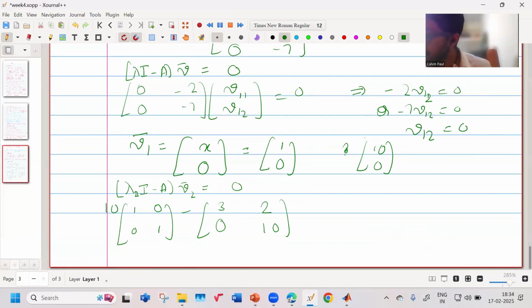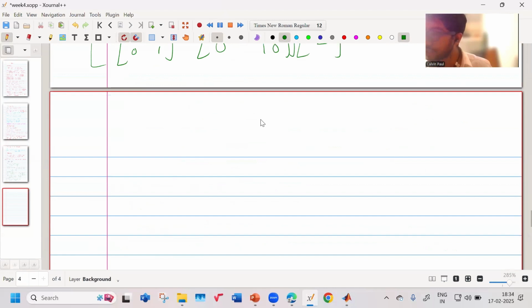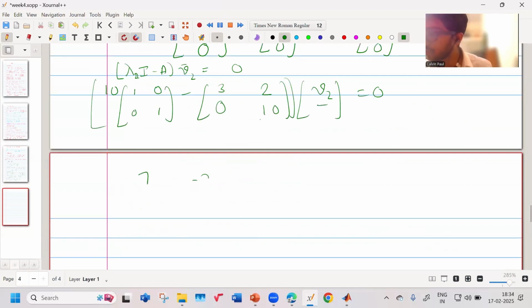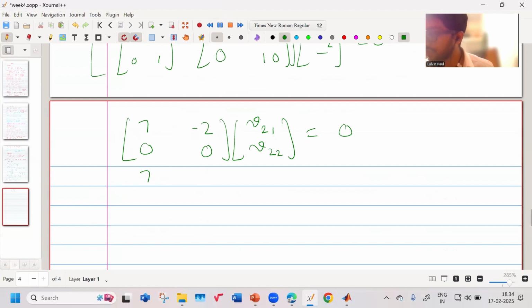Okay. The whole into v2 bar. So this gets converted into [7, -2; 0, 0] into v2 1 and v2 2 is equal to 0. So we get 7 v2 1 minus 2 v2 2 is equal to 0, or v2 1 is equal to 2 by 7 v2 2.